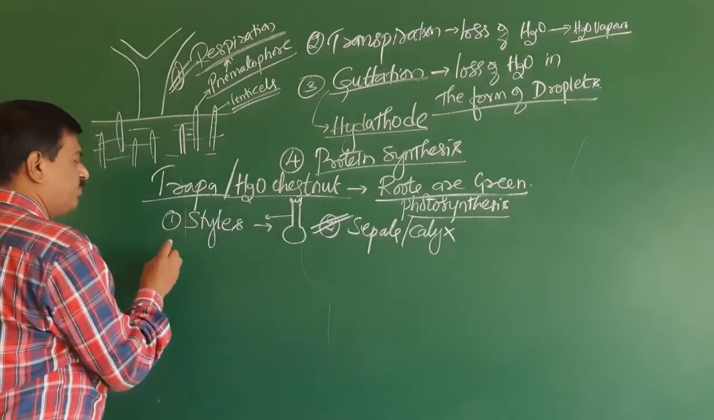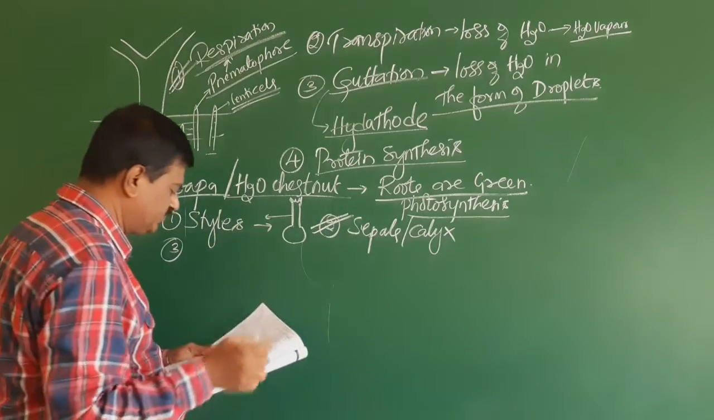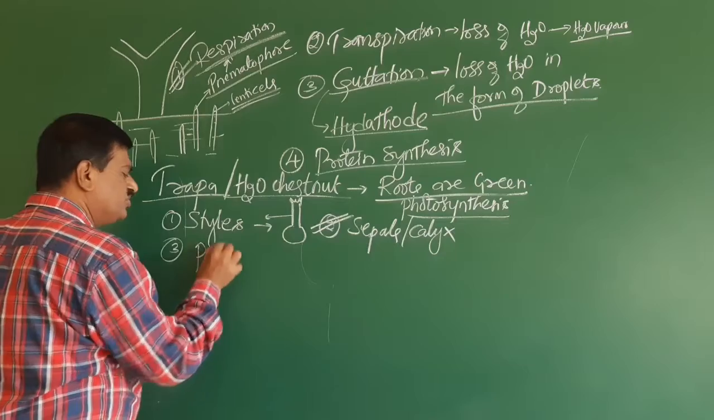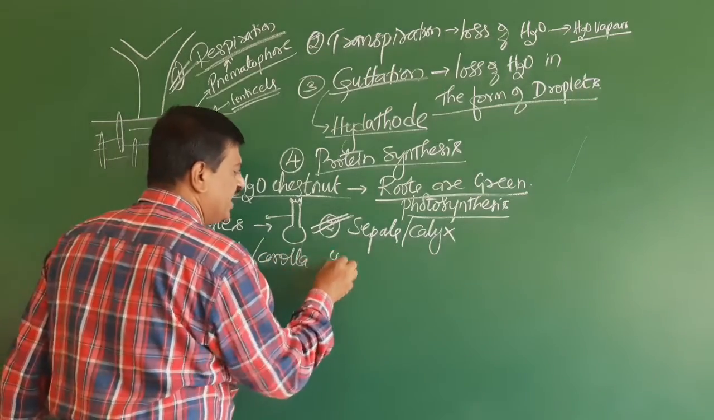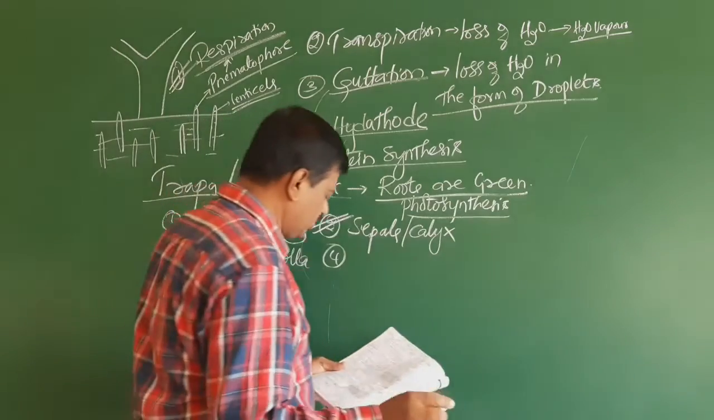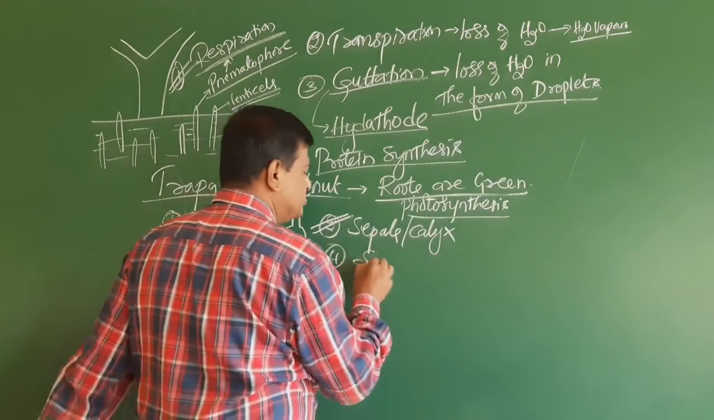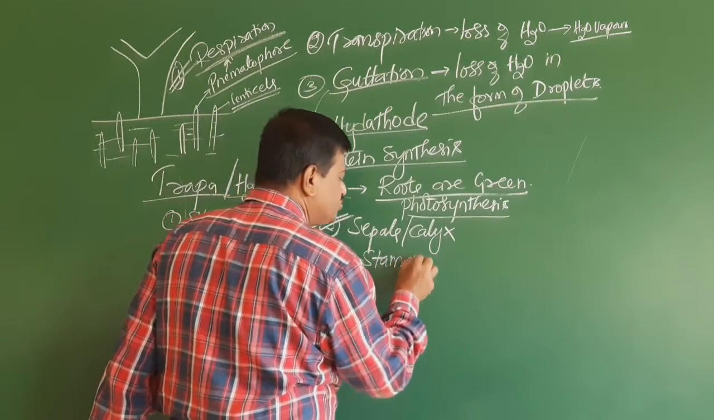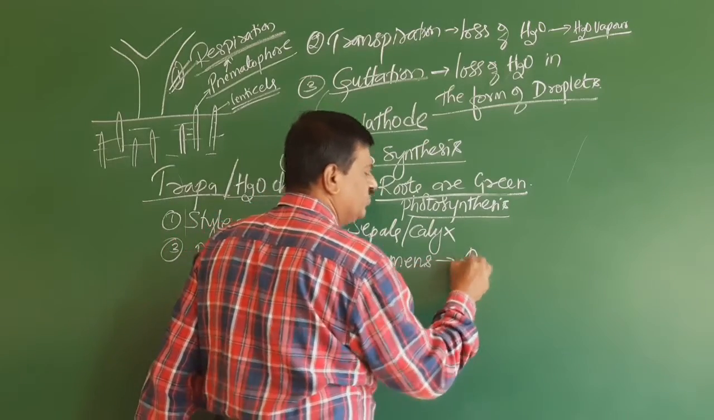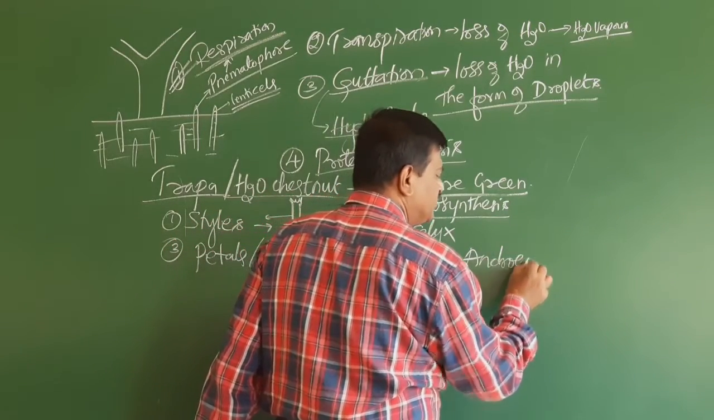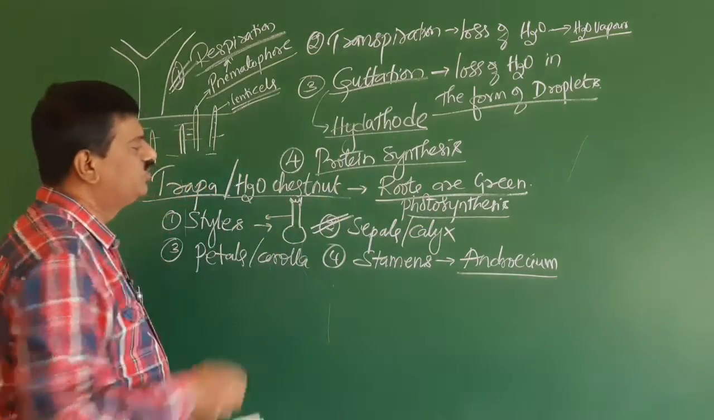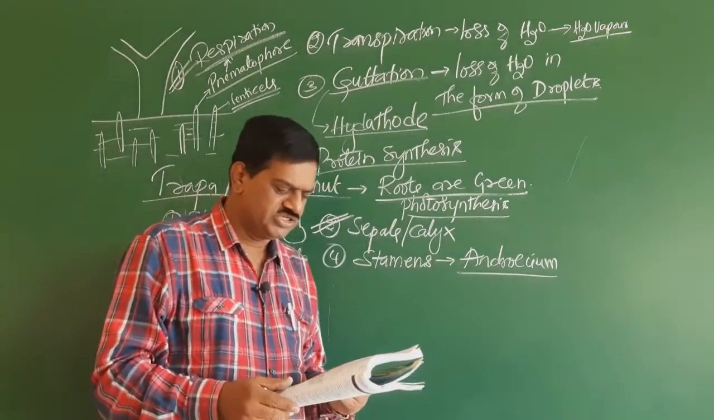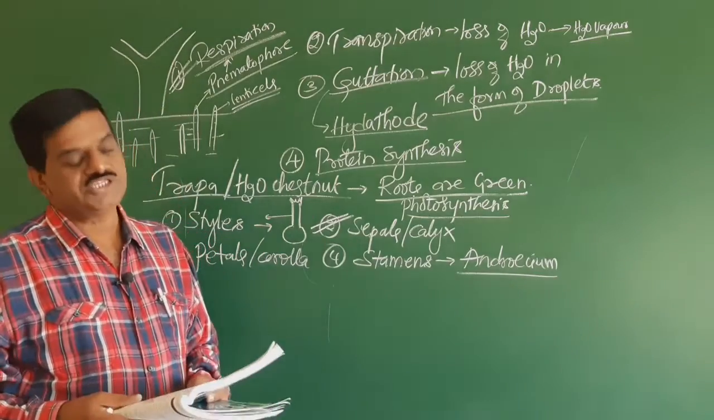The third option is petiole. We know that petals are nothing but the corolla, so even this is not the answer. The fourth option is stamens. Stamens are part of the androecium, the male sex organ. So this is not the answer. The right answer is sepals. So we go for the next question.